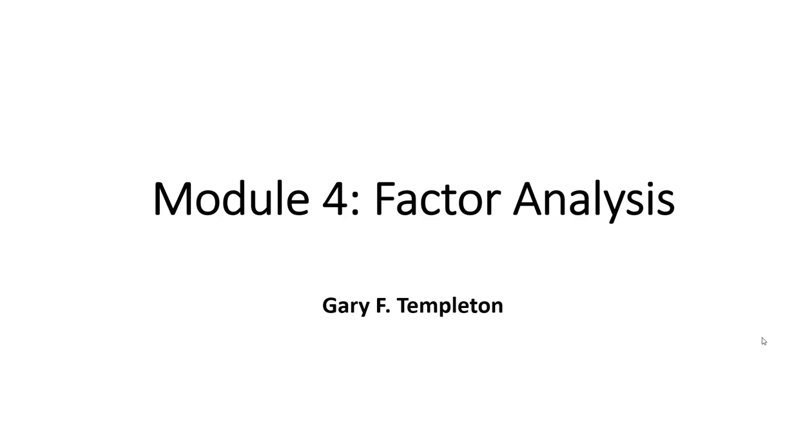This is Module 4 on factor analysis. Covariance is a measure of the joint variability of two random variables. If the greater values of one variable mainly correspond with the greater values of the other variable, and the same holds for the lesser values, then the covariance is positive. In these situations, we can use the correlation coefficient.